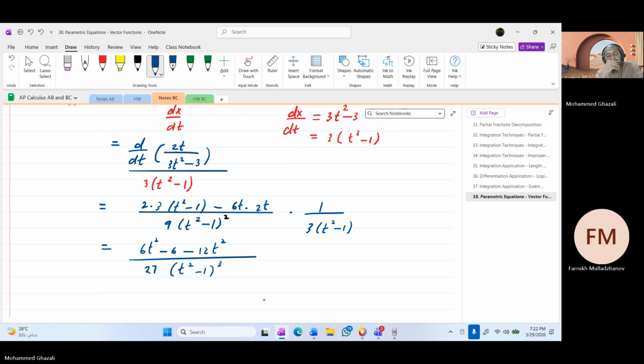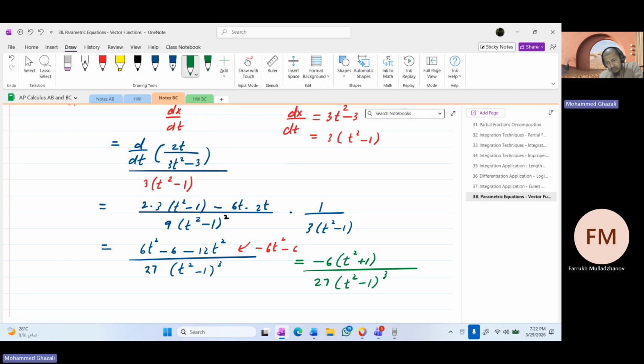Okay? Let's see if we can factor the top. The top is giving me minus 6t squared minus 6. So that's not going to help us. All we can do is just take out a negative 6, left with t squared plus 1 over 27 into t squared minus 1 all cubed. Does it make sense?